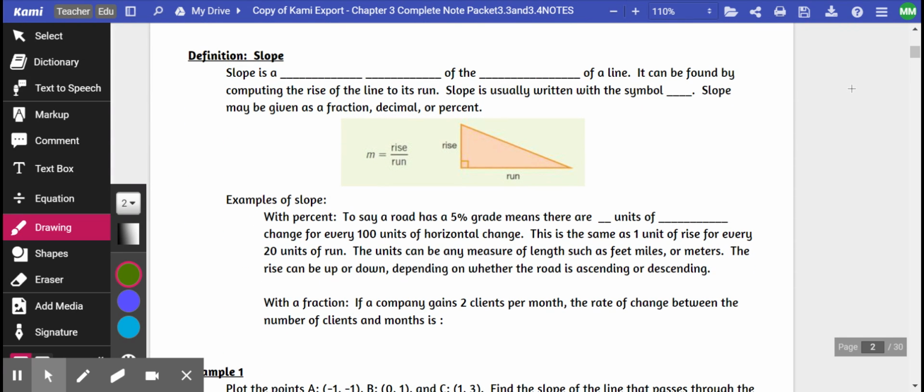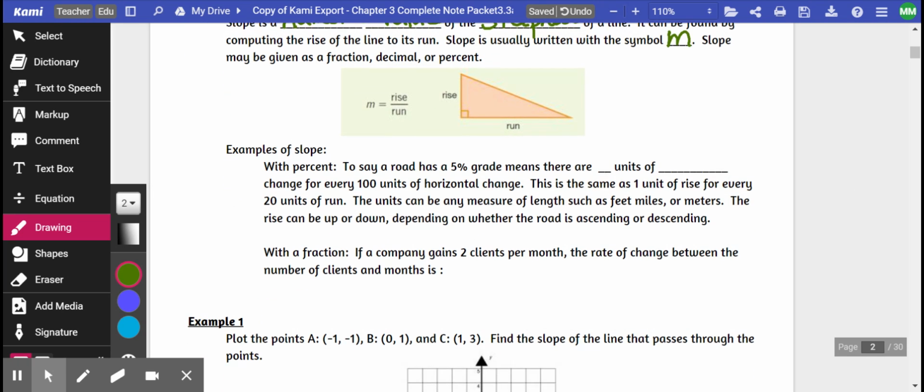So slope is a numeric value of the steepness of a line. It can be found by computing the rise of the line to its run, and the slope is usually used with the symbol m. Slope may be given as a fraction, decimal, or percent.